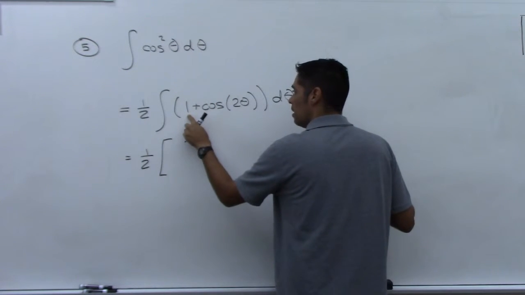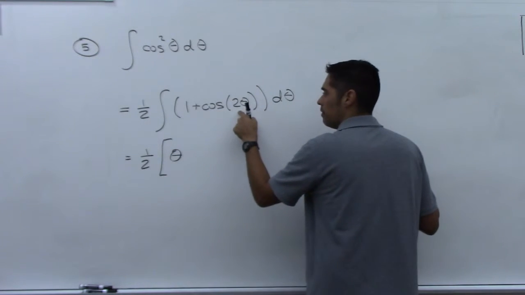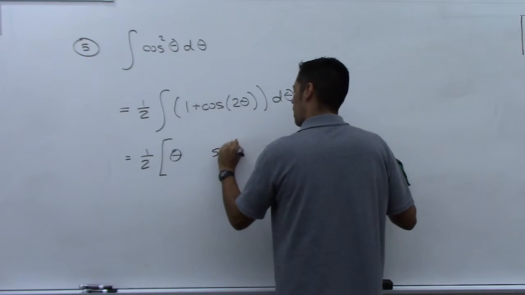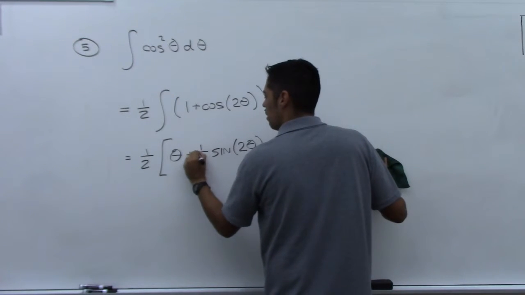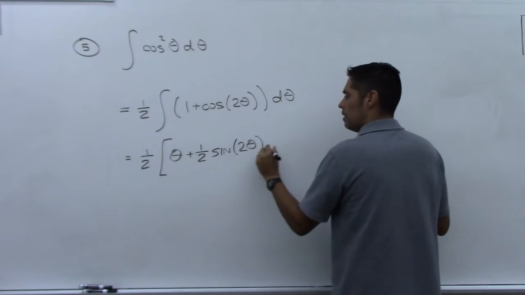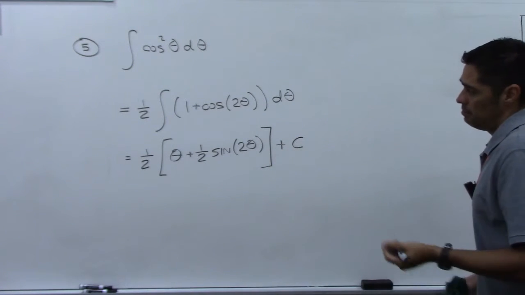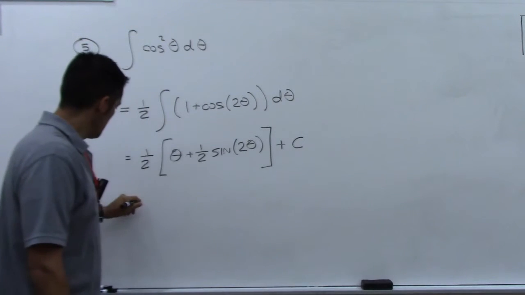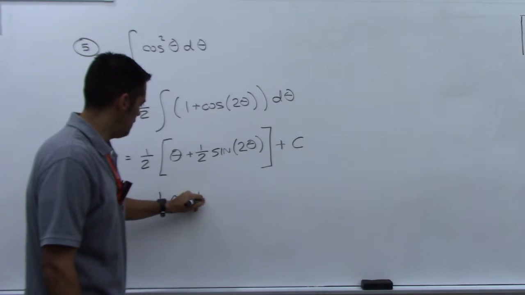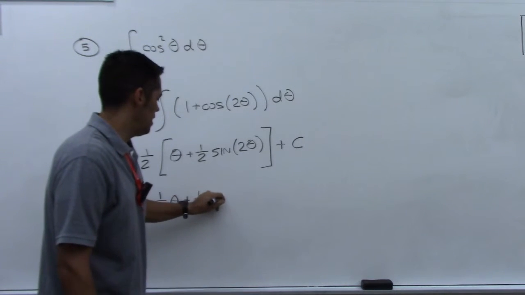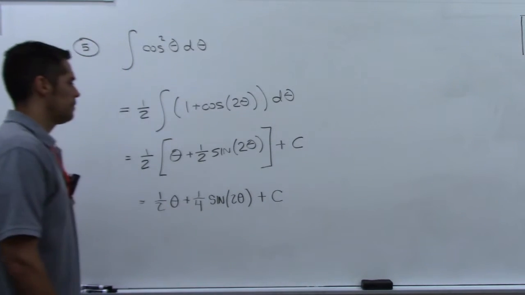Antiderivative of 1 with respect to theta is just theta. The antiderivative of cosine we know is sine, but because that's a linear expression inside, I have to scale by 1/a. And then this plus c, and distribute the 1/2 through, and you get 1/2 theta plus 1/4 sine 2 theta plus c. We're done.